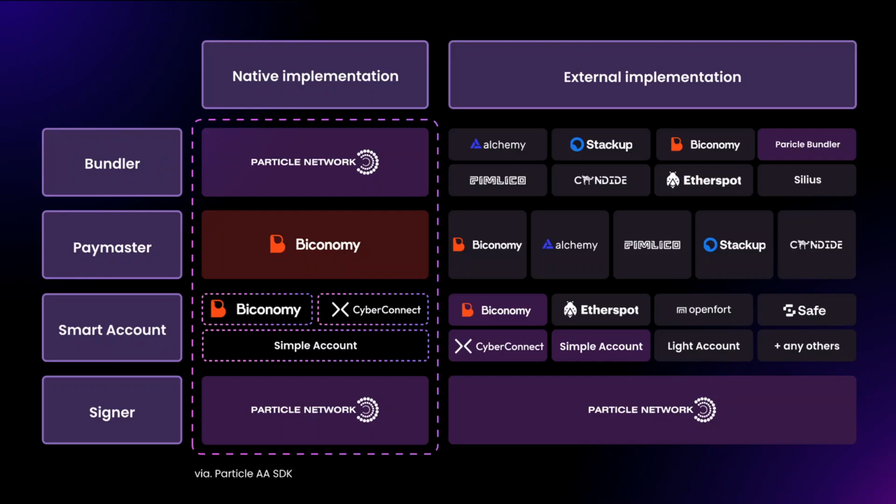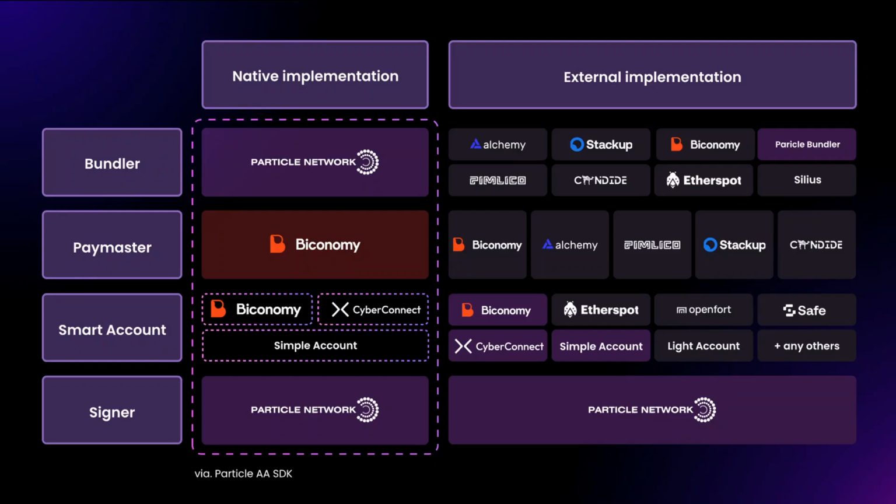So like I mentioned, to reiterate on that modularity piece, this is a graphic that we made for one of our articles not too long ago that essentially shows you, with our native implementation, which means usage of our SDK directly, you have Particle for the bundler, Biconomy for the paymaster, a few different types of smart account implementations, of which we're adding more quite soon. And then, of course, you're using Particle, the EOA generated from the WAAS as a service, as the signer.